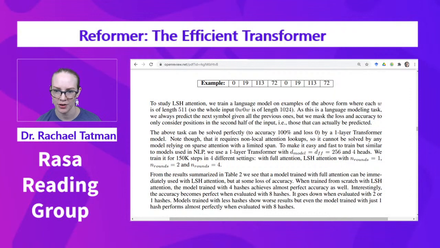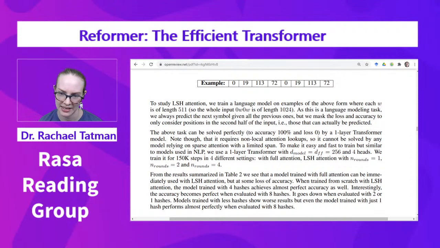The above task can be solved perfectly to accuracy 100% and loss 0 by a 1-layer transformer model. Note, though, that it requires non-local attention lookups, so it cannot be solved by any model relying on sparse attention with a limited span. So if you had something like an RNN that had sparse attention, it wouldn't be able to work as well, is what they're saying. To make it easy and fast to train, but similar to models used in NLP, we used a 1-layer transformer with d_model equals d_ff equals 256, so 256 dimensions, with 4 heads.